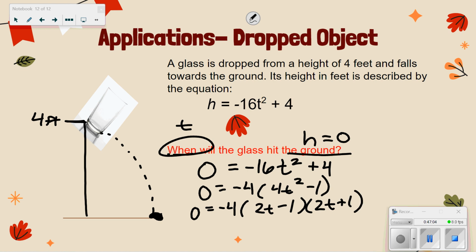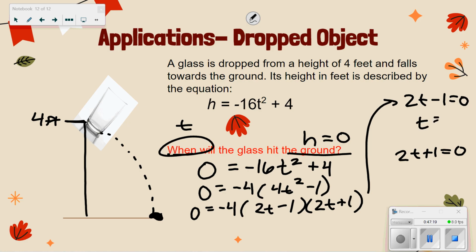Now that we're factored, we set each factor equal to what? 0. So I'm going to finish that up here. I would have 2t minus 1 equals 0, and then we also have 2t plus 1 equals 0. Take a second and think about solving for t in both of those. In our first equation, we would get t equals, what about our second equation? All right, think about my two solutions here. And my t represented what value? Time.